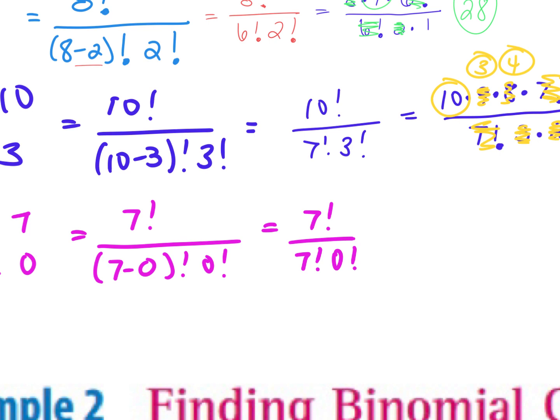Seven on top and 7 on bottom do what? Cancel. What is 0 factorial equal? Nope. 1. 0 factorial always equals 1. All right, let's do the next one.